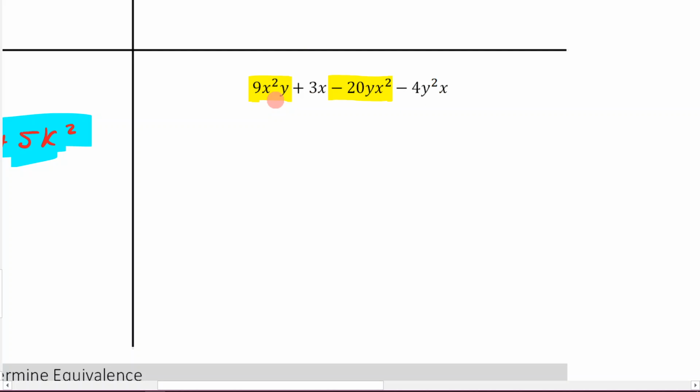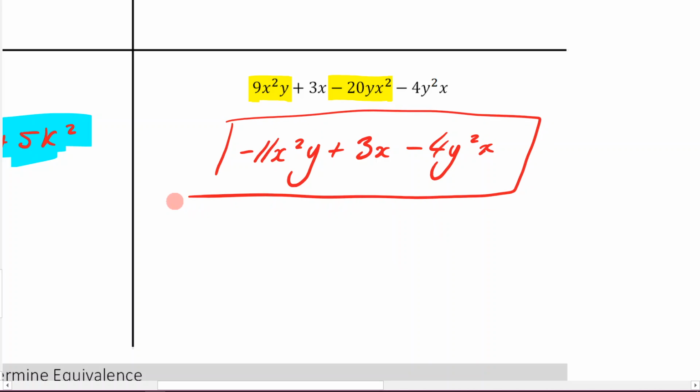So that means I'm going to end up with 9x squared y minus 20yx squared. That's going to end up being negative 11x squared y plus 3x minus 4y squared x. And that's going to be my final answer.